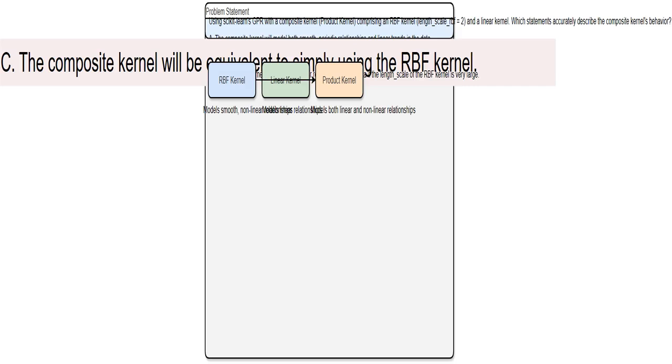I disagree with this statement. Combining kernels using a product kernel results in a different model than just using one of the base kernels by itself. Think of it like mixing paint. Mixing blue and yellow makes green. It's not the same as just having blue or yellow.